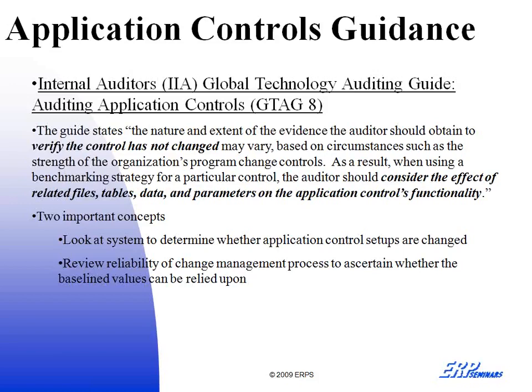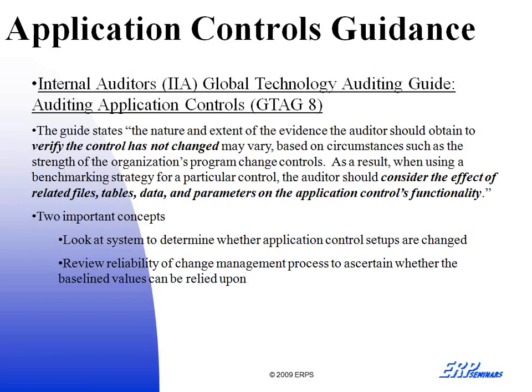So what this in essence is really saying is you should be looking at the change control process and whether or not the configuration related to the application control setups has changed from the original baselining period to the time of the audit period. So that first thing, look at the system, determine whether application control setups are changed. And then the second thing is reviewing the reliability of the change management process to ascertain whether the baseline values can be relied upon.